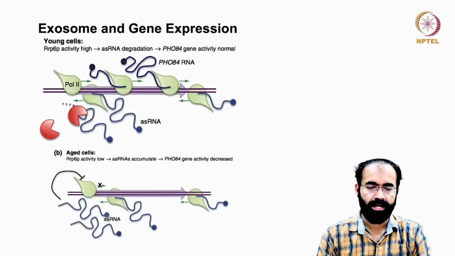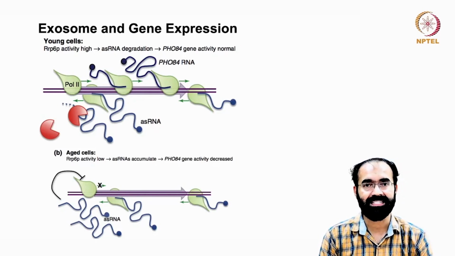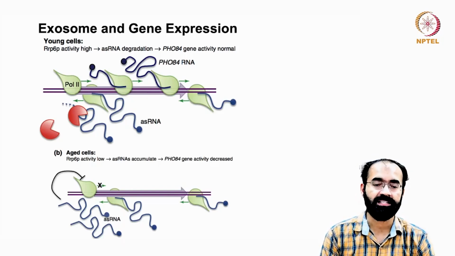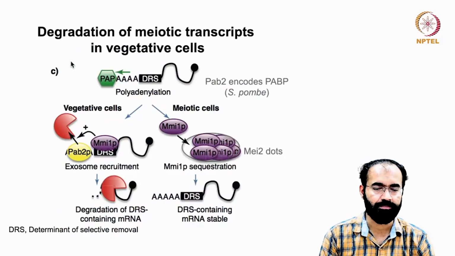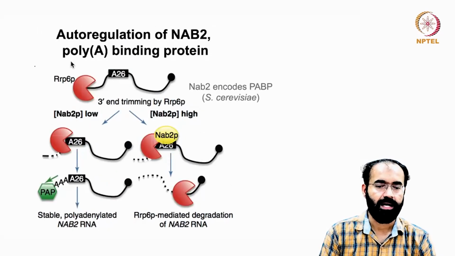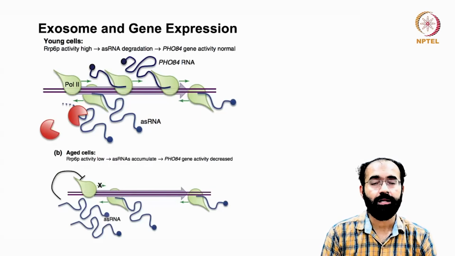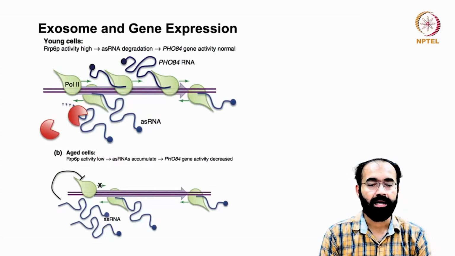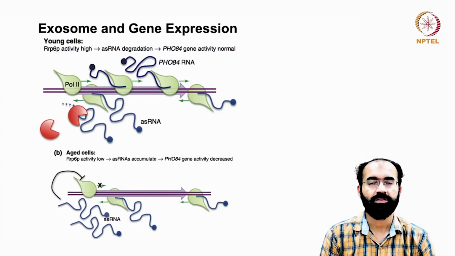Now let us see another example, that is exosome and gene expression. How exosomes will influence the gene expression. Let us see an example. Here we are comparing young cells versus aged cells. In young cells, what happens? RRP6P, we have seen RRP6P, which is basically an exosome here, and RRP6P activity is pretty high in young cells. So what will happen?